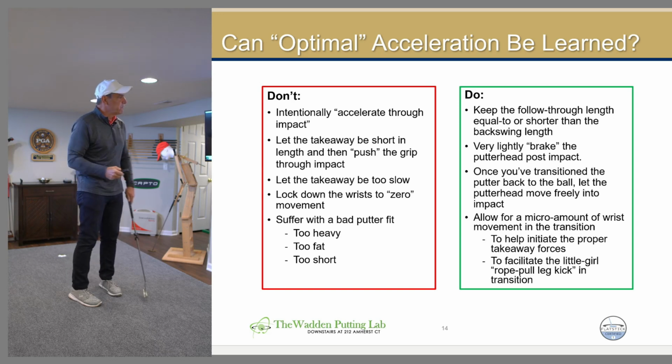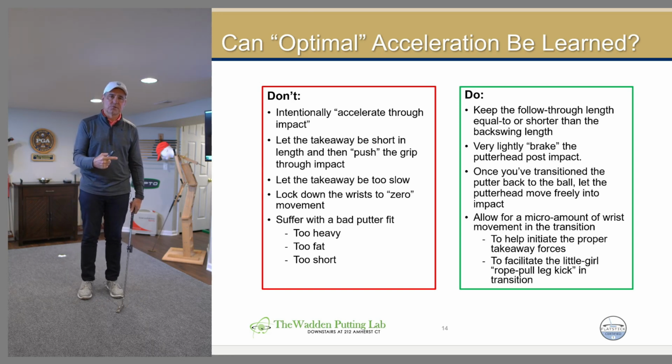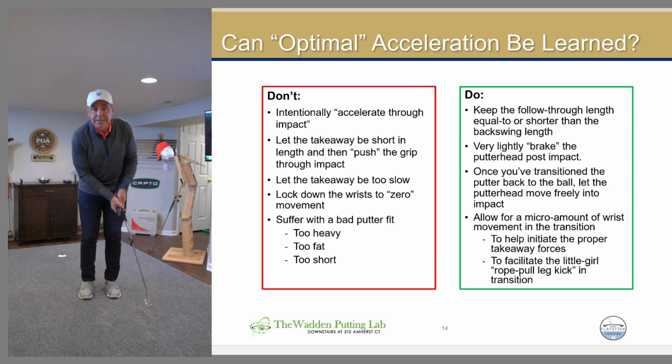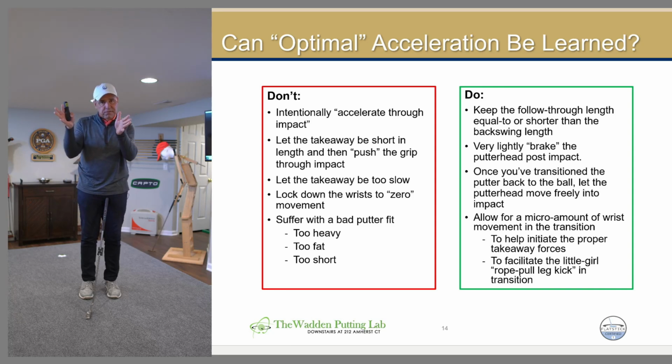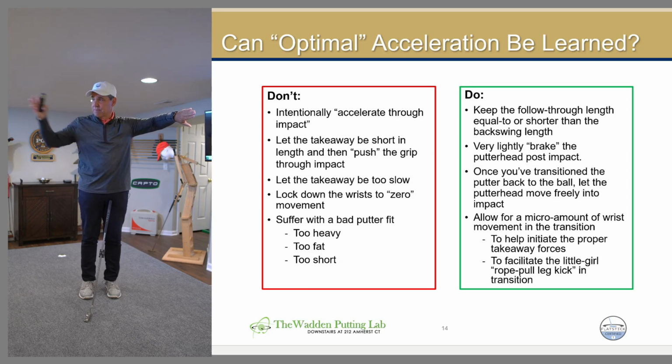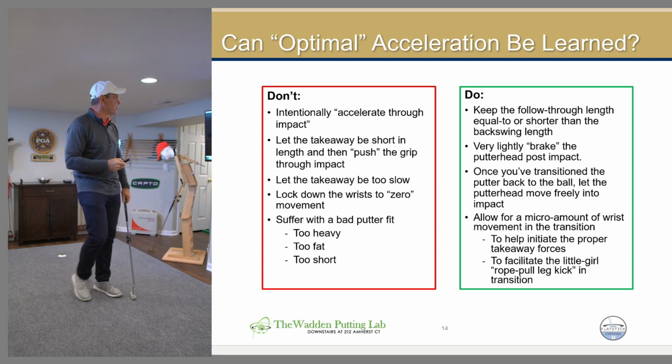We do want to keep the follow-through length equal to or shorter than the backswing length. So when you see that, we take it back, we transition, we let the putter head flow freely into the ball. Then there's a collision. That collision takes the energy out of the putter head, and the putter head should naturally slow to a length that, if you've achieved zero acceleration at impact, is usually about the same length as the backswing.